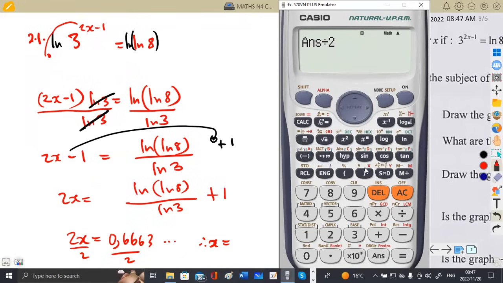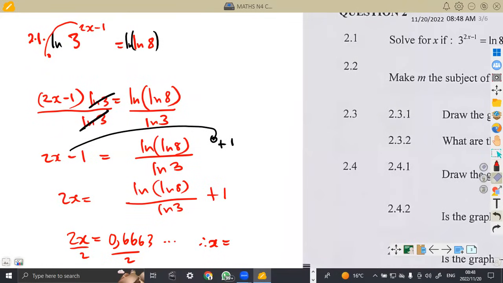Okay, let's just cross-check something. I want to cross-check something here. Ln 8, close this bracket, divide by ln 3. We are supposed to have a +1 here because I didn't add this one. So it is 1 comma, not 0 comma, but this is 1 comma.